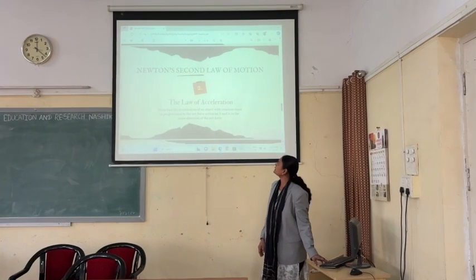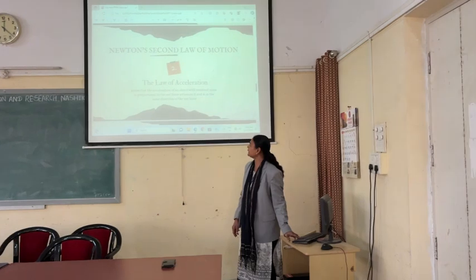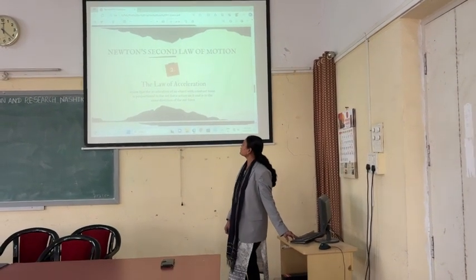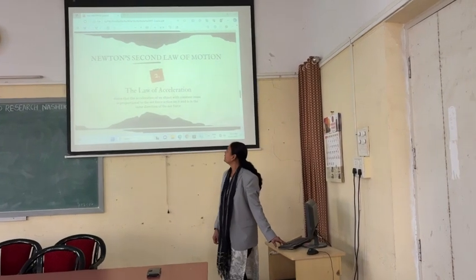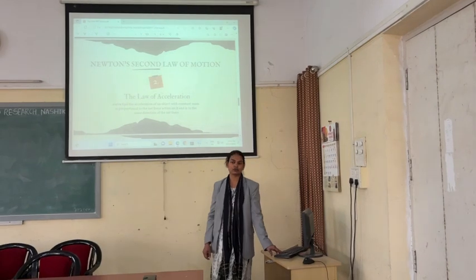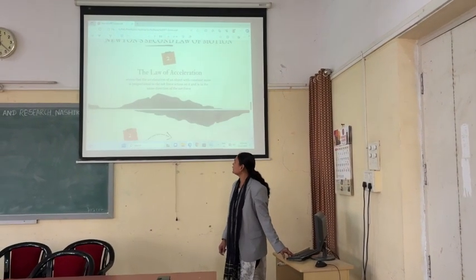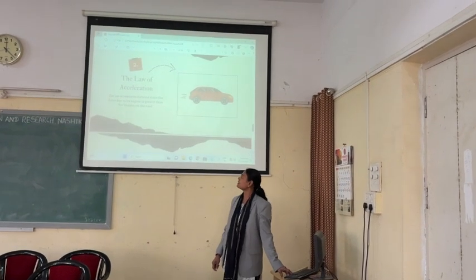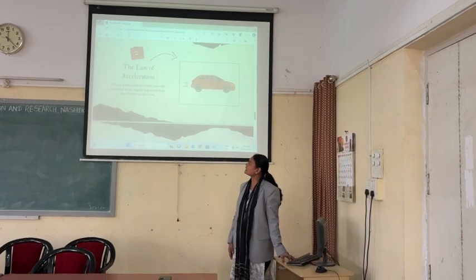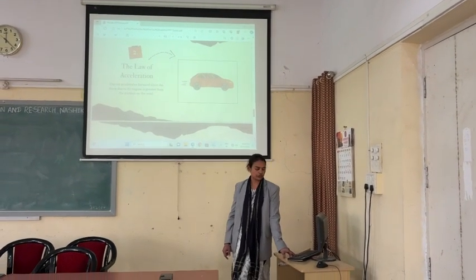Now we will see the second law of motion, which is the law of acceleration. The acceleration of an object with constant mass is proportional to the net force acting on it and is in the same direction as the net force. For example, a car. When we accelerate the car, it starts from the engine, and the car accelerates forward since the force due to its engine is greater than the friction on the road.